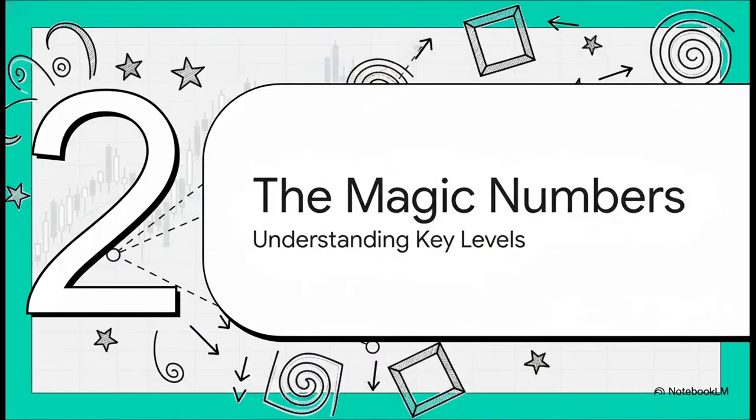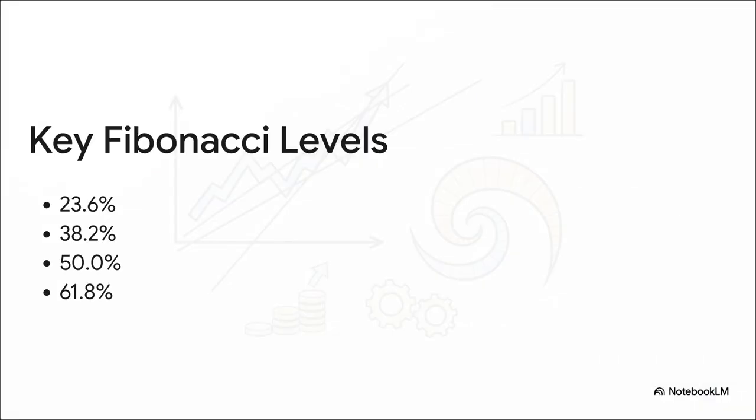Okay, so the lines are on the chart. Now what? What do they actually mean? That's what we're getting into in section 2. We're going to look at the magic numbers that make this whole thing tick and figure out which levels traders are really paying attention to. So these are the big ones your tool is going to draw. 23.6, 38.2, 50, and 61.8%.